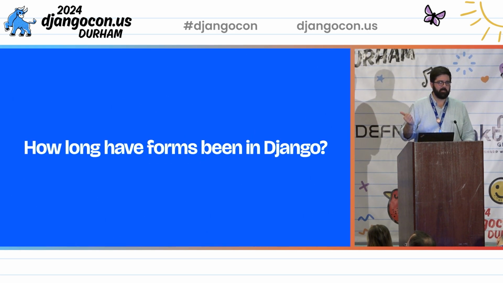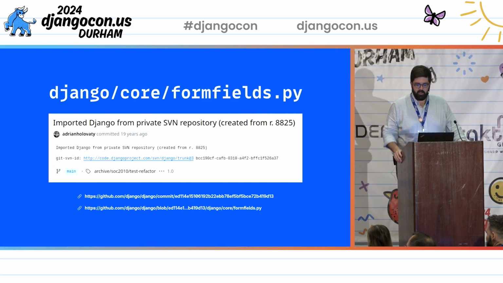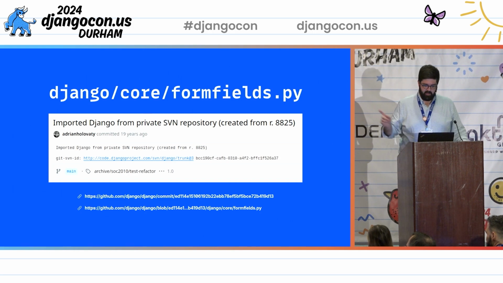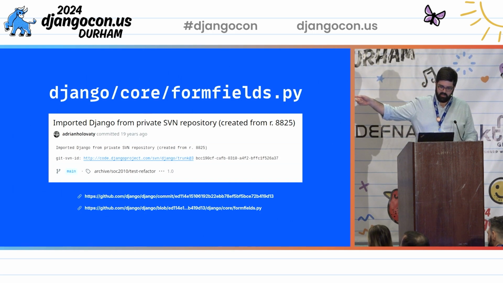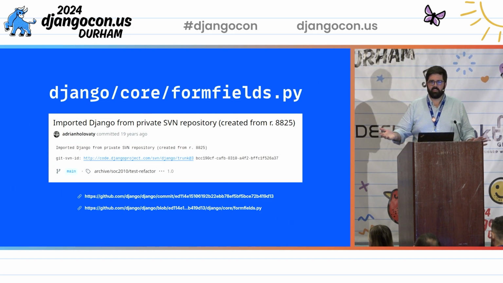First question is, how long have forms been in Django? Does anyone know? I know some old graybeards down here know. Well, the answer is pretty much since the beginning. I went back and found it's the second public commit on the GitHub repo made by Adrian. There's the link to the commit, and then the permalink to the Django core form fields. That's what they were called. This is the only public link I could find of them. Before that, it was in an SVN repository, I think. I was talking with Jacob Kaplan-Moss, and he said pretty much since the beginning, forms have been in Django because they're such an important part of the web.